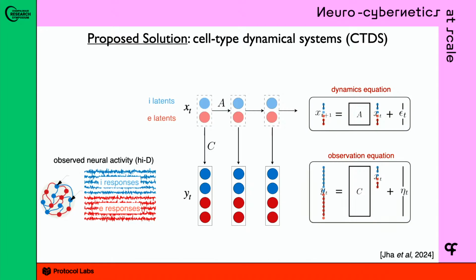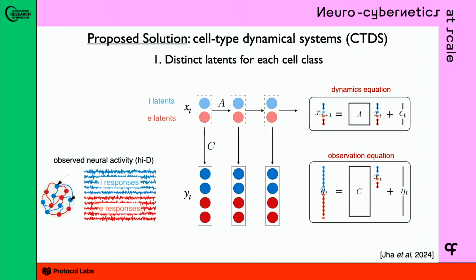And so that consists of two basic steps. The first is that we're going to assume that we have distinct latent variables for each cell class. So you can see those here. I'm going to have some I latents here in blue, which just affect the activity of these inhibitory neurons, and I'll have some excitatory or E latents here, which only map to these E responses here.